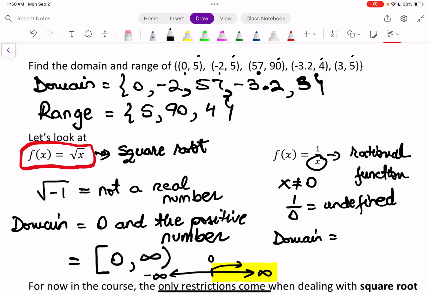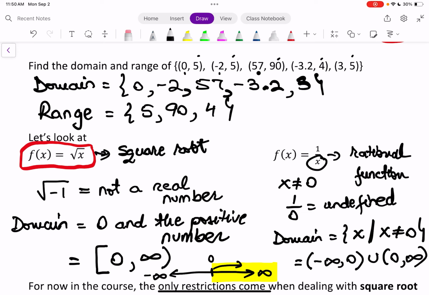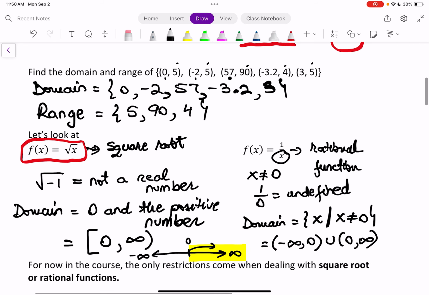So I'm going to say the domain is all the possible x's such that, so this bar here is read as such that, x does not equal 0. Or another way of writing this in interval notation is that I'm going to go from negative infinity up to 0, and then again from 0 to infinity. So anytime we put a parentheses, it means 0 is not included. So both ways are okay to write. You can just simply say x cannot be 0, fine, that means everything else. Or you simply skip over 0 and you put an open parenthesis.